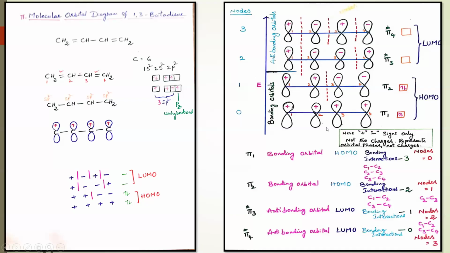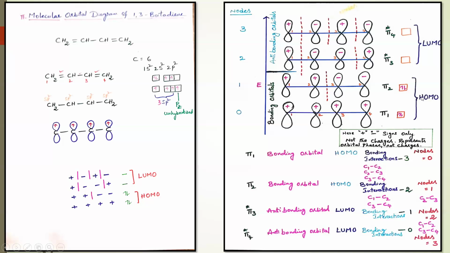This is the energy level diagram of 1,3-butadiene. E is for the energy axis. 0, 1, 2, 3 are nodal plane numbers. Pi 1, pi 2, pi 3 star, pi 4 star are the molecular orbital representations. Here 4 orbitals contain 4 electrons. The 4 electrons are distributed as pi 1 with 2 electrons and pi 2 with 2 electrons. There are no electrons in pi 3 star and pi 4 star. So the anti-bonding orbitals are empty and the bonding orbitals are filled.